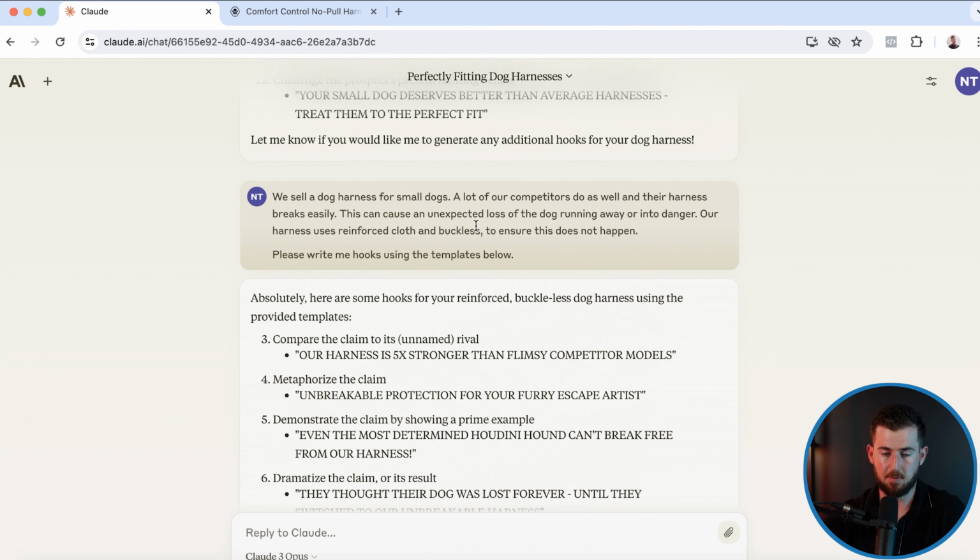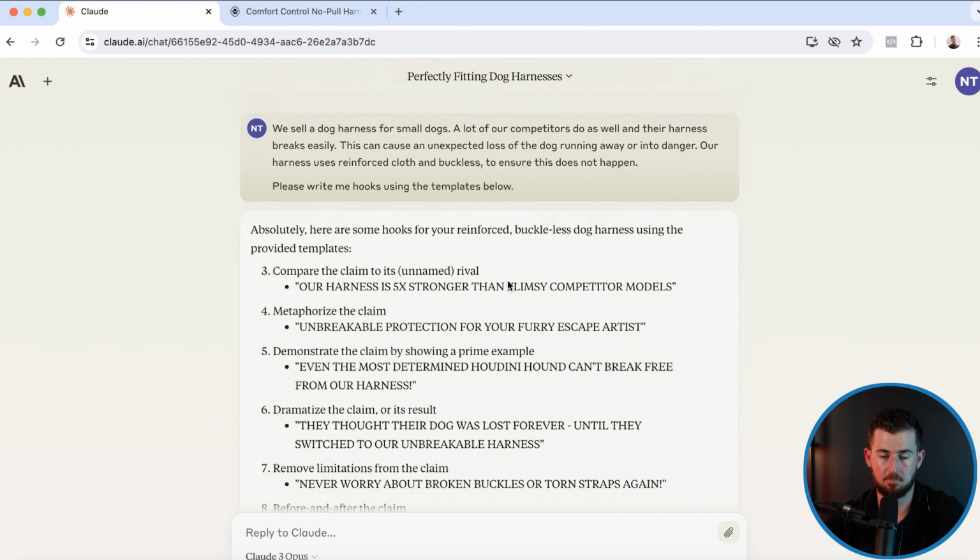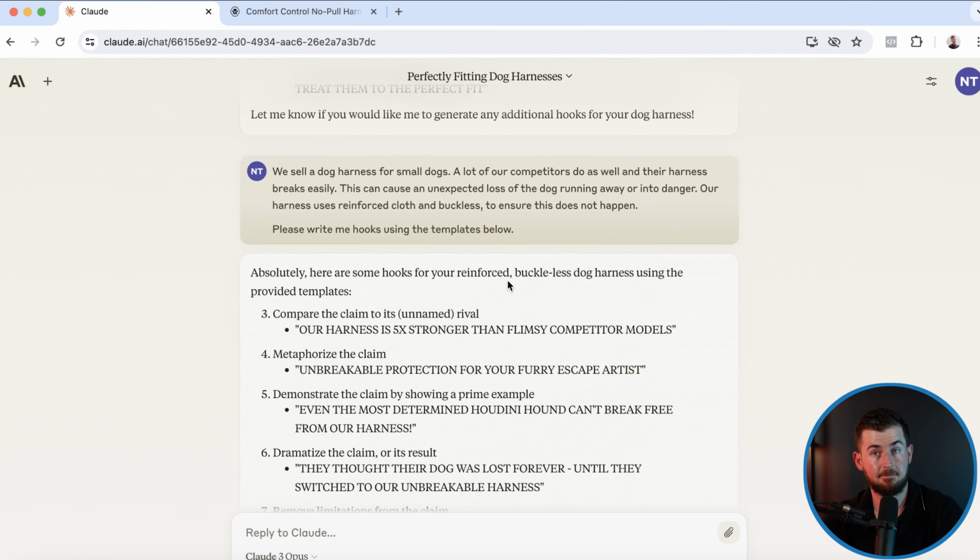This can cause an unexpected loss of the dog, running away, or into danger. Our harness uses reinforced cloth and buckles to ensure this does not happen. Please write me hooks using the template below. Also, keep in mind here, I'm being ethical, right? Don't be an unethical little shithead promoting that, hey, our product is better, and it's not. Because you know what's going to happen? You're just going to get a lot of chargebacks, a lot of refunds, and the money you quickly make is going to be quickly lost.